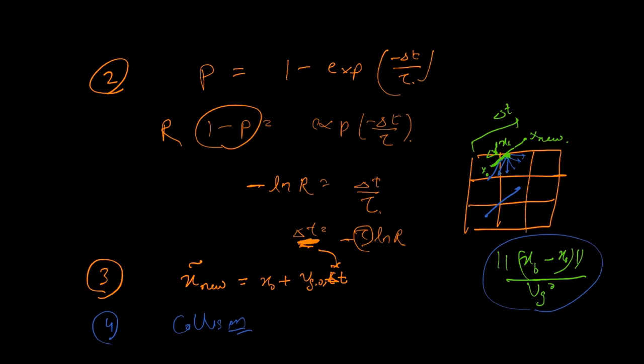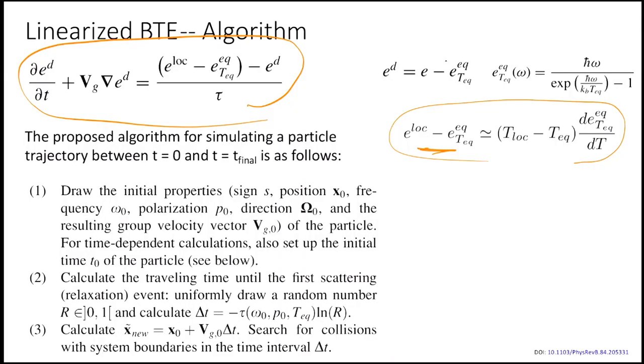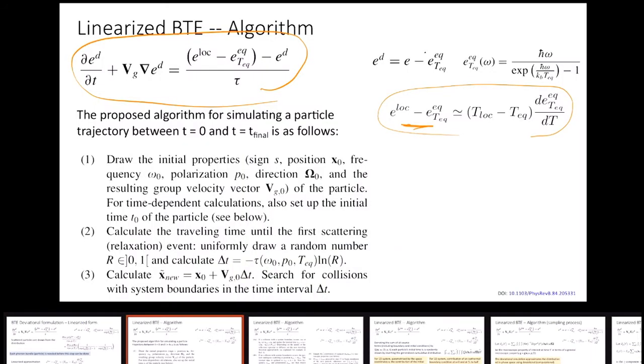Okay, so now the next step comes. Let's say there is no collision with the boundary. The particle was here at x0, it reached here, and the new position is this. There was no collision with the boundary. Because we've already found that after delta t time it would have its first scattering event, the particle now would scatter here.